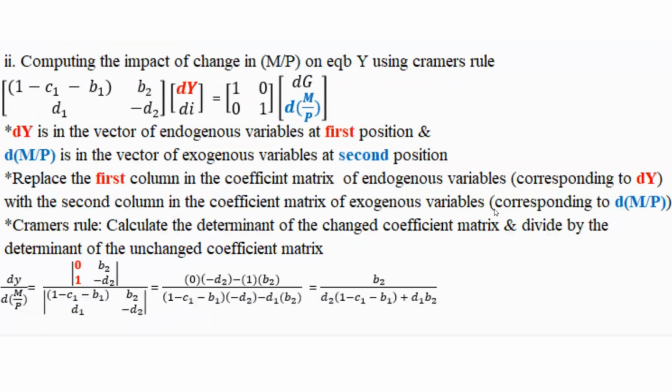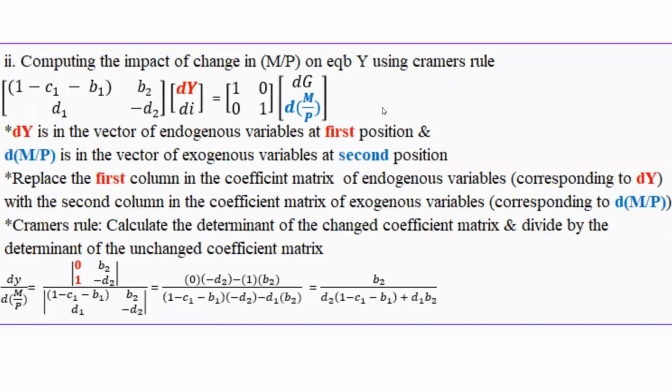What if I want to find the impact of change in real money supply on equilibrium value Y using Cramer's rule? So again, dy, because we're interested in change in equilibrium value Y due to change in real money supply. So dy is in the vector of endogenous variables at first position, so the first column corresponds to this over here, in the coefficient matrix of endogenous variables. dm by p is in the vector of exogenous variables at second position, so the second column corresponds to this. So we're going to replace the first column corresponding to dy here with the second column corresponding to dm by p here.